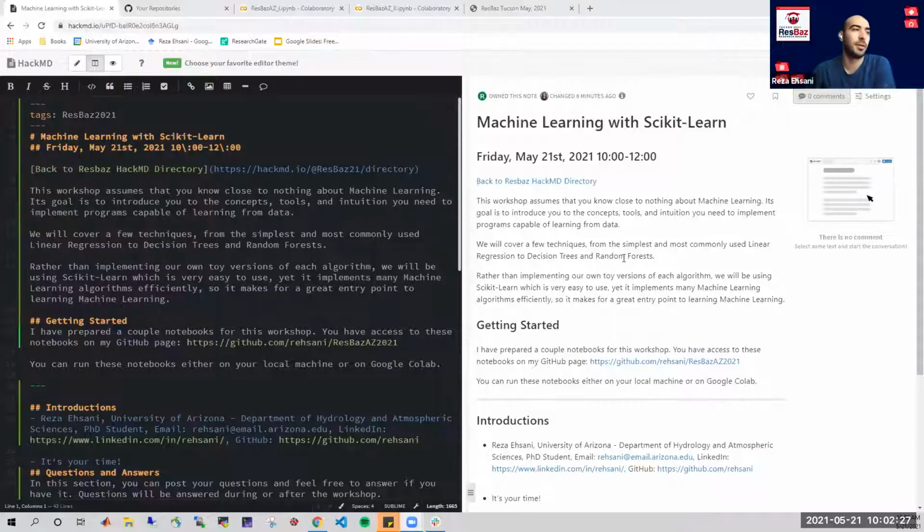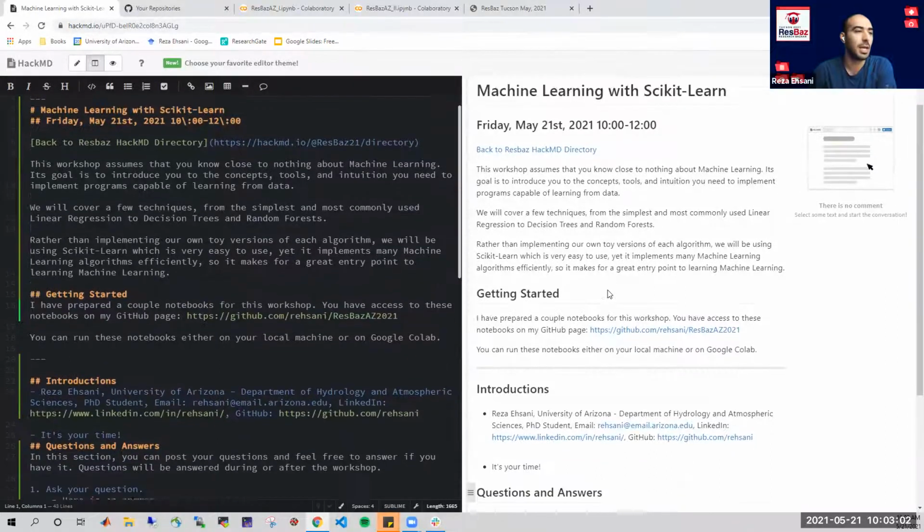In this workshop, we assume that you know close to nothing about machine learning, and our goal is to introduce you to the jargon of machine learning and also some concepts which help you to start learning machine learning. We will cover a few techniques from simple linear regression to decision trees and random forest. Instead of implementing the methods ourselves from scratch, we will use Scikit-Learn's implementations, which are very efficient.